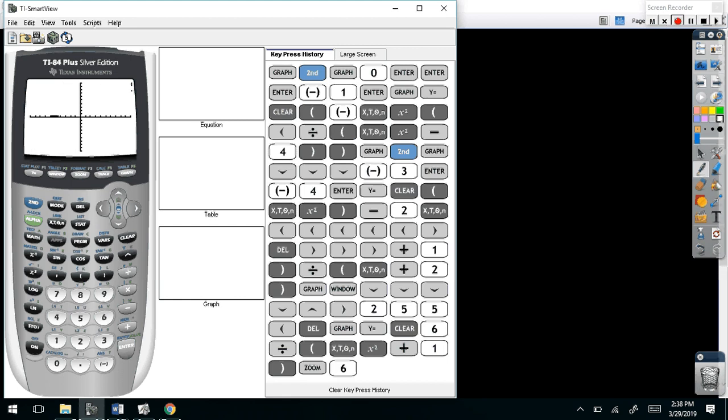I'm going to zoom 6. It's a mountain graph. Oh, mine doesn't look like that. Did you put parentheses around your denominator? So make sure your graph looks like mine. Are we all good?